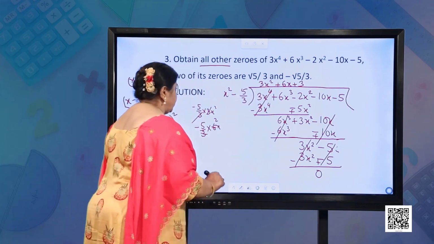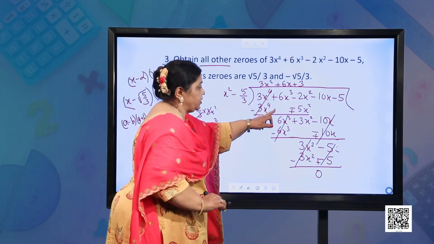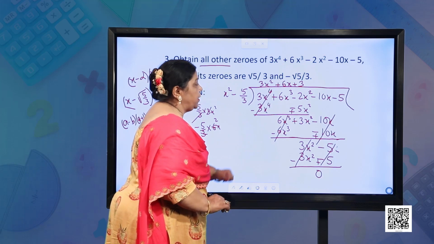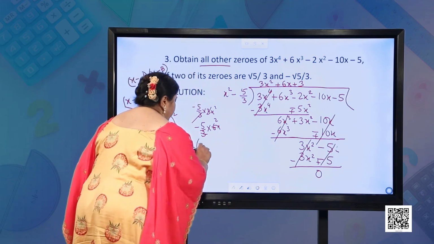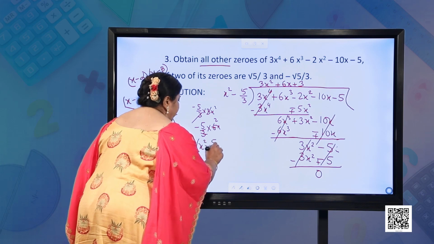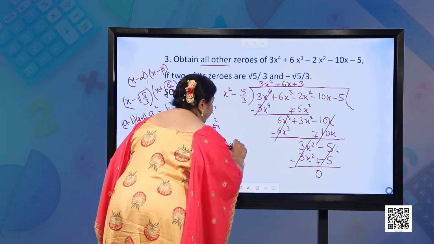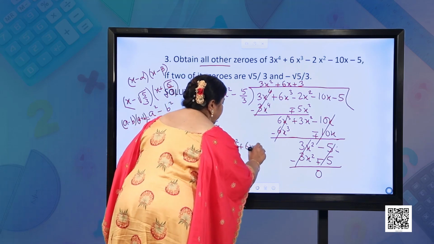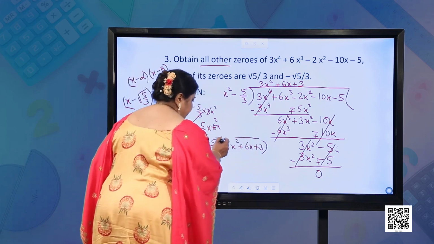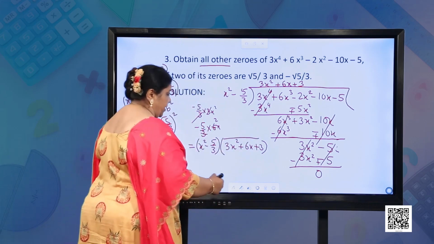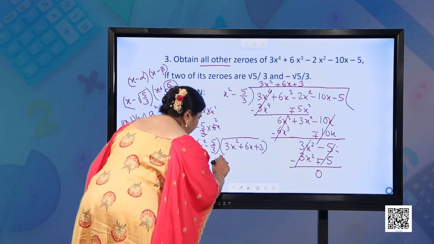So, what do I understand, students? That the given polynomial 3x to the power 4 plus 6x cube minus 2x square minus 10x minus 5 can be written as the product of x square minus 5 upon 3 and 3x square plus 6x plus 3. Okay. So, I need to factorize this so that I can find factors or zeros for the polynomial.